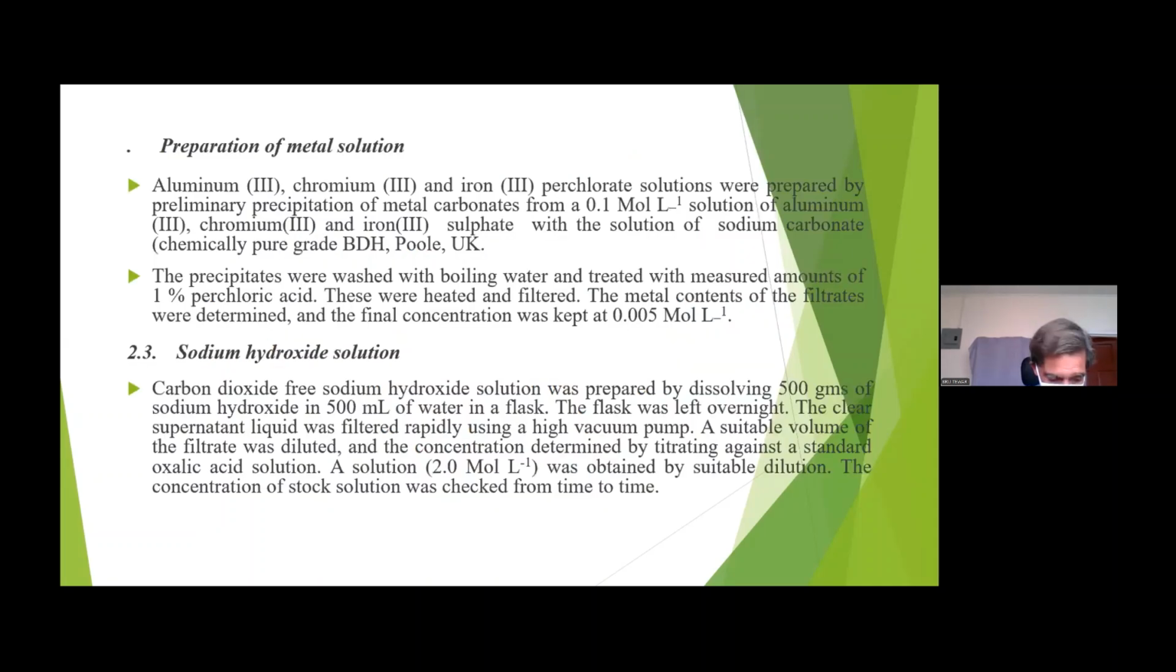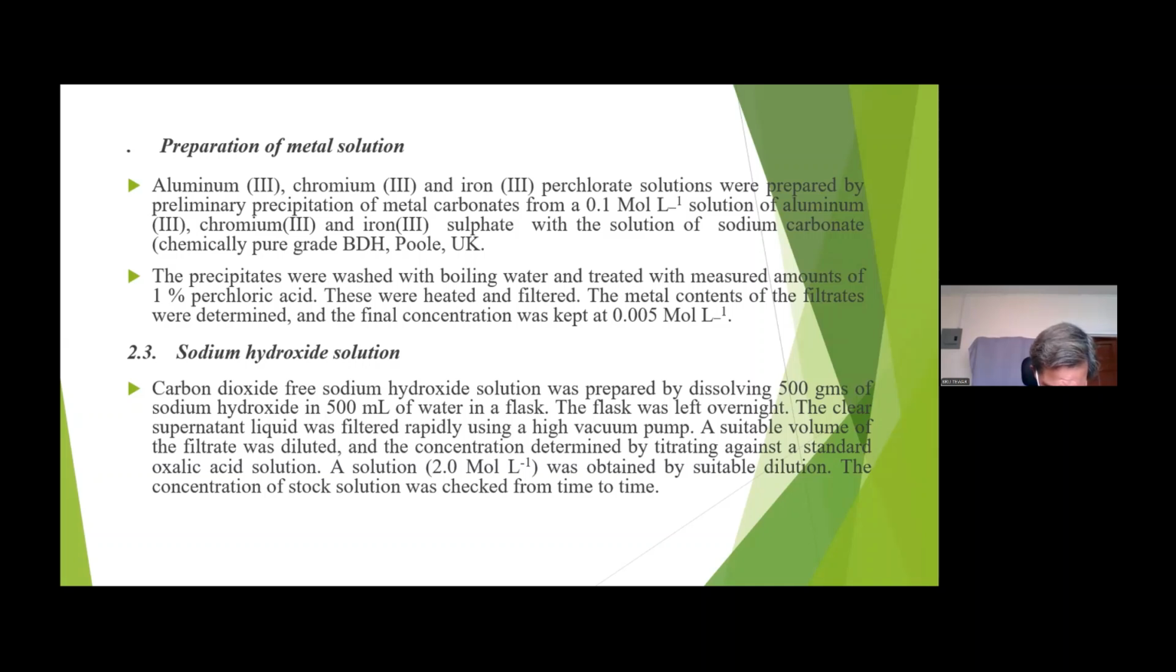Next step: preparation of metal solution. Aluminum, chromium, and iron perchlorate solutions were prepared by preliminary precipitation of metal carbonate from 0.1 molar solution of aluminum, chromium, and iron III sulfate with solution of sodium carbonate. The precipitates were washed with boiling water and treated with a measured amount of 1% perchloric acid. These were heated and filtered. Metal content of the filtrate was determined and the final concentration kept at 0.005 mole per liter.